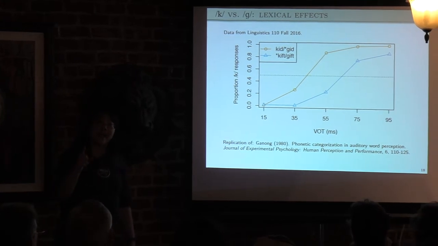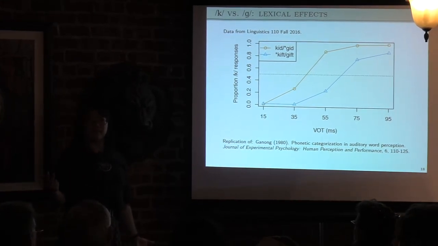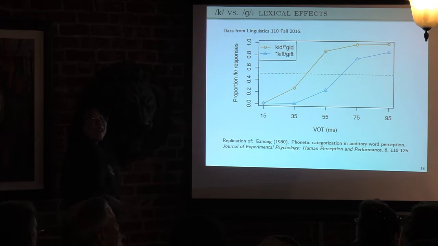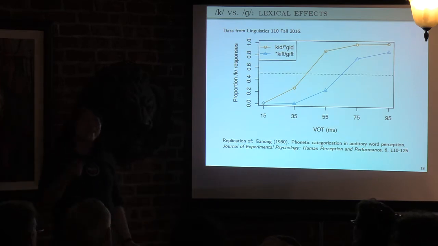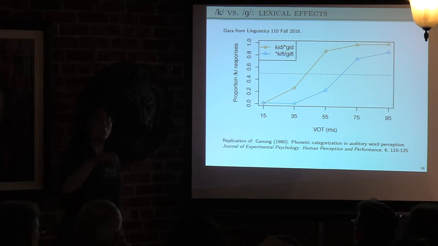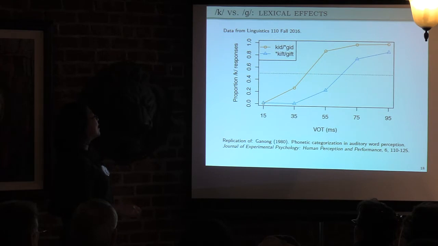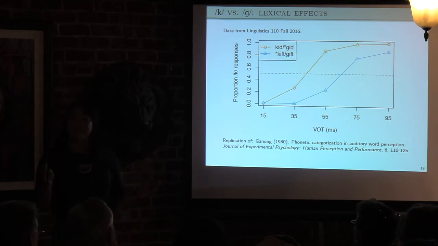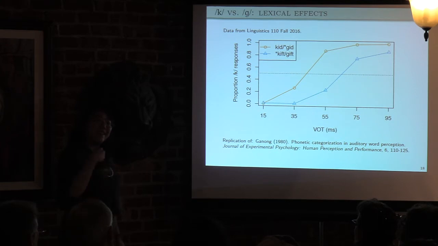And the reason for that, does anybody have an idea what the reason might be? We know the word. We know that gift is a word. We know that kid is a word. And that's exactly what we think is going on here. Because we're speakers of English, we know these words, and we're always trying to hear words. Because of that, it's harder for us to hear kift than it is to hear gift. And it's harder for us to hear the non-word gid than it is to hear the word kid. Same exact stimulus, and yet somehow it's different.